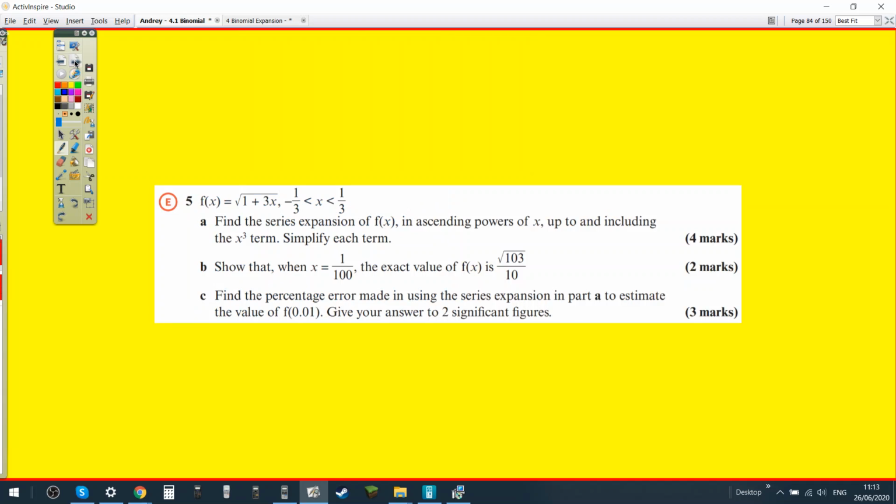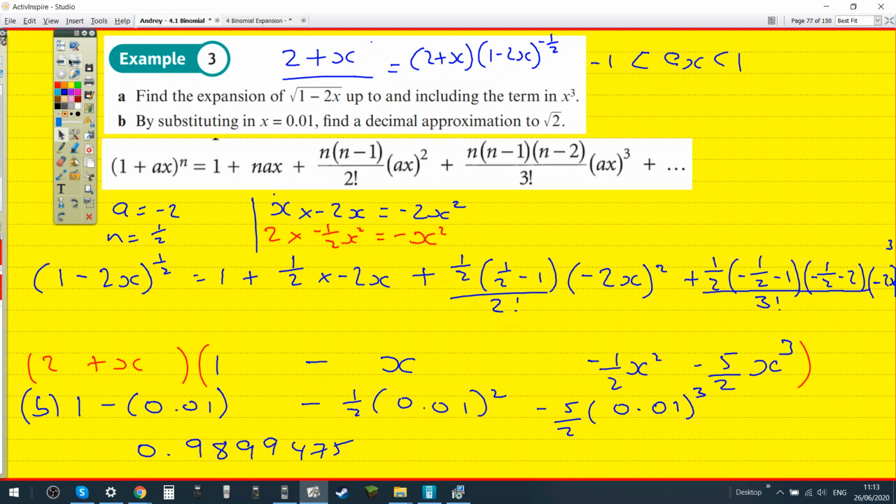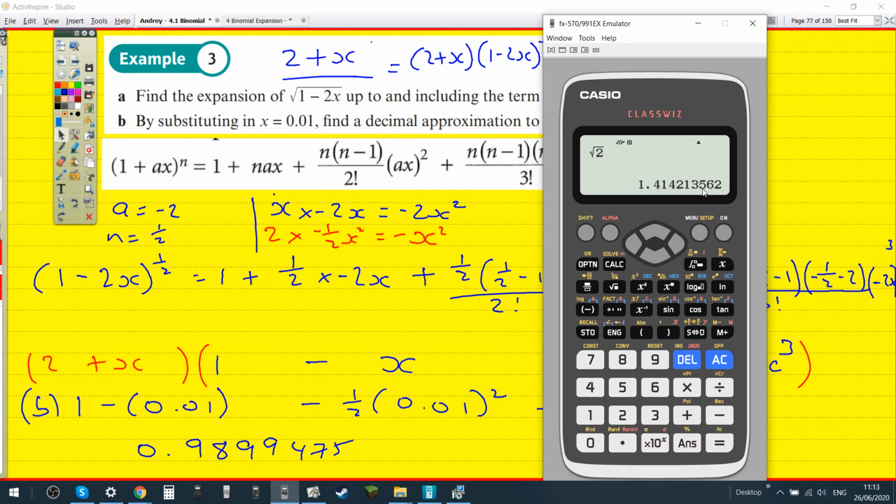I just want to do a more normal exam question before we come to that. So these are the exam questions. 1 plus, find this x squared term, that's okay. x equals the exact value, that's fine. The percentage error, if we go back, because again I don't want to spend a lot of time redoing. Remember for this one, we said it gave us an answer of 0.9899475, but that actually root 2 is this number.